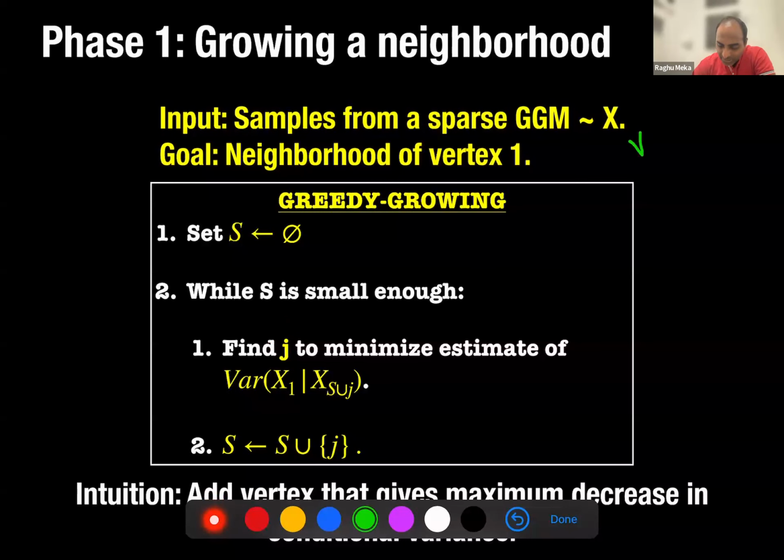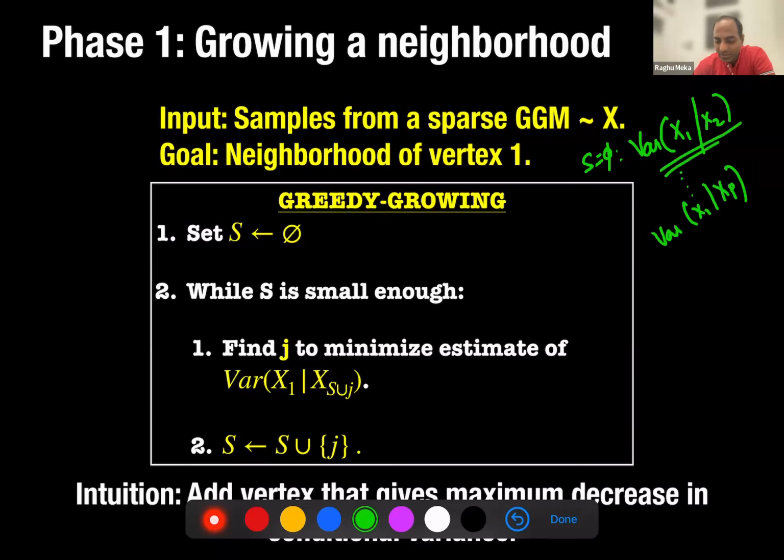You're just saying variance of X1 given, like in step 1, that S equals 5, find which of these is the least. Whatever is least will get added to the set S first. Okay. Does that make sense? So for example, if the same value is repeated twice, then conditioning on that will make my variance 0, right? As small as possible, so I would definitely add.